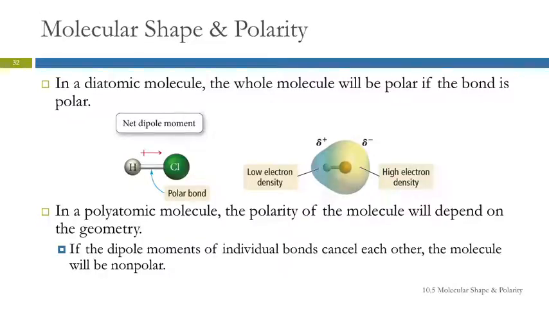So a diatomic molecule, two atoms, there's only one bond. If the bond is polar, the molecule's polar. In a polyatomic molecule, you can have a nonpolar molecule even though the bonds are polar. It has to do with how the dipole moments of those bonds add up. The dipole moment is a vector. Think of an arrow, where the length is its magnitude, and the direction is the position. And so it depends on what direction those vectors are pointing in.